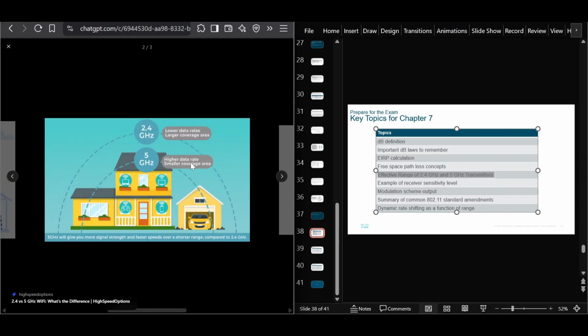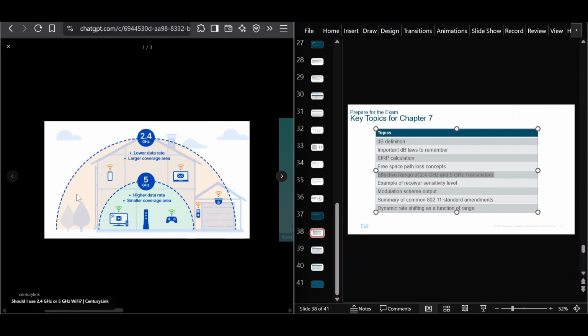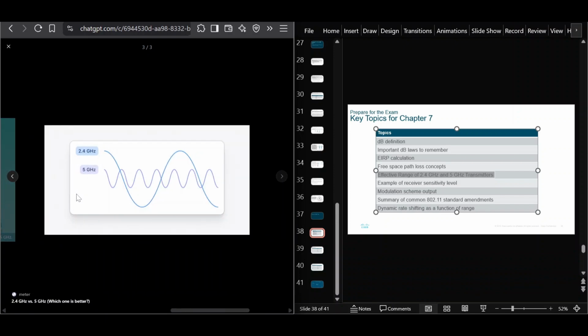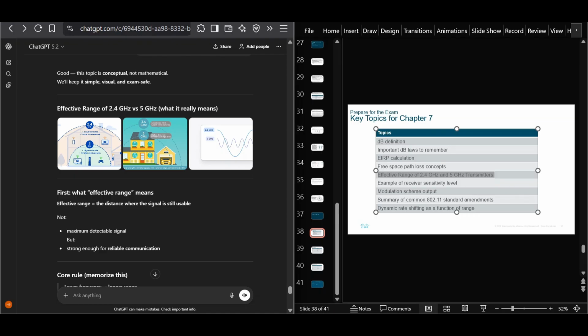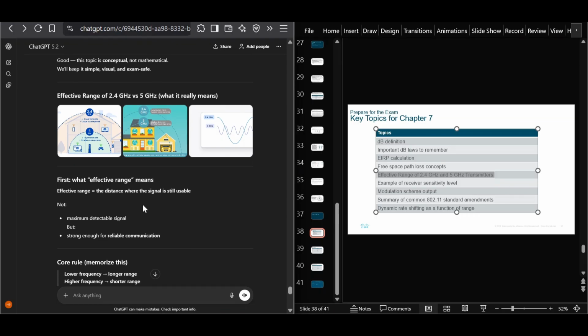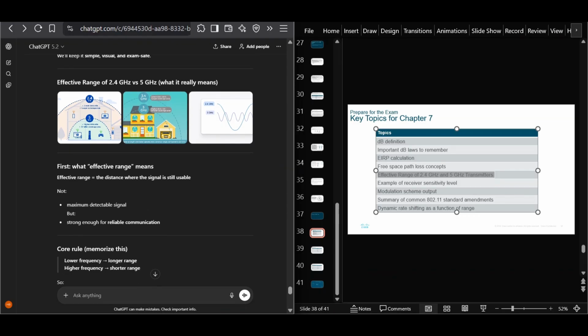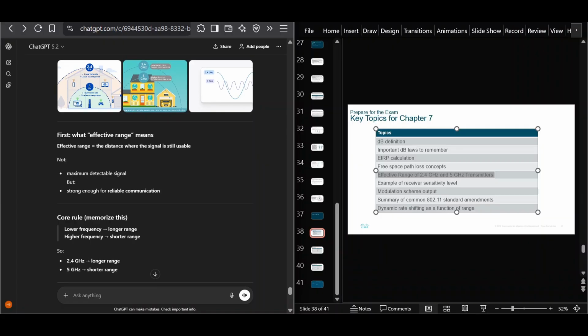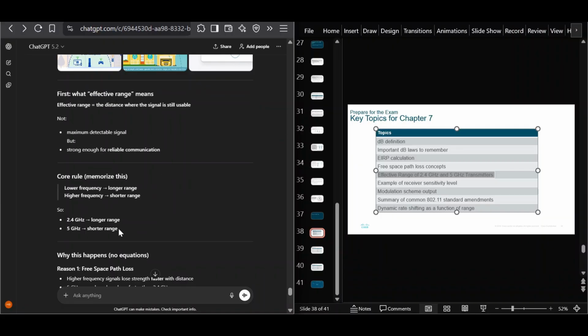Lower data rate, larger coverage; higher data rate, smaller coverage area. Okay, so it covers this. With a lower data rate, it's still the maximum detectable range, but the signal is stronger and more reliable. Lower frequency, longer range; higher frequency, shorter range.